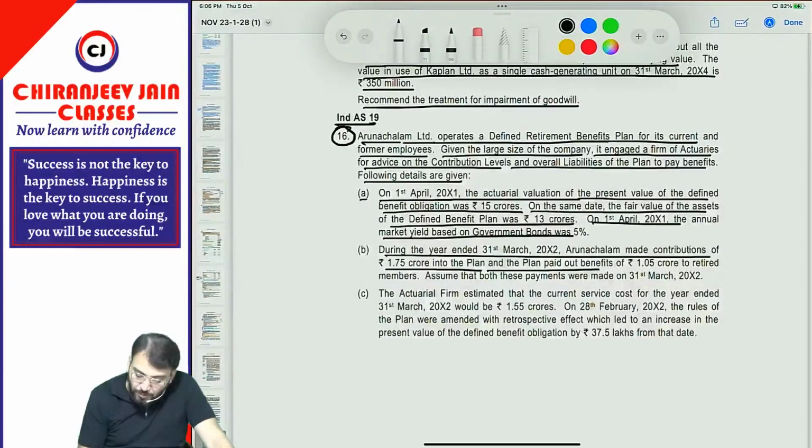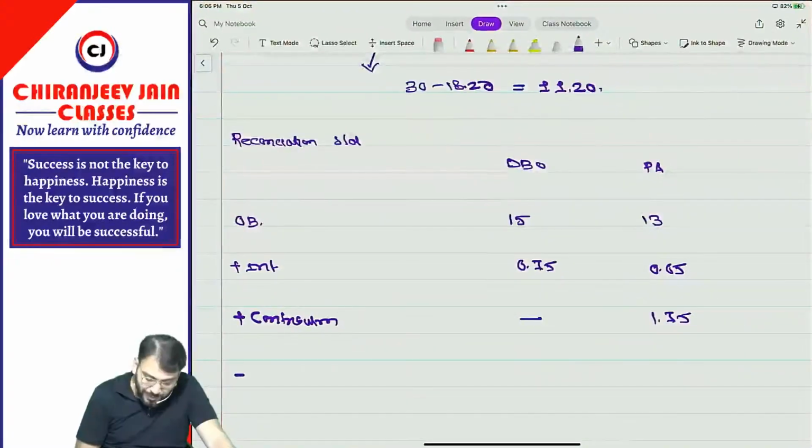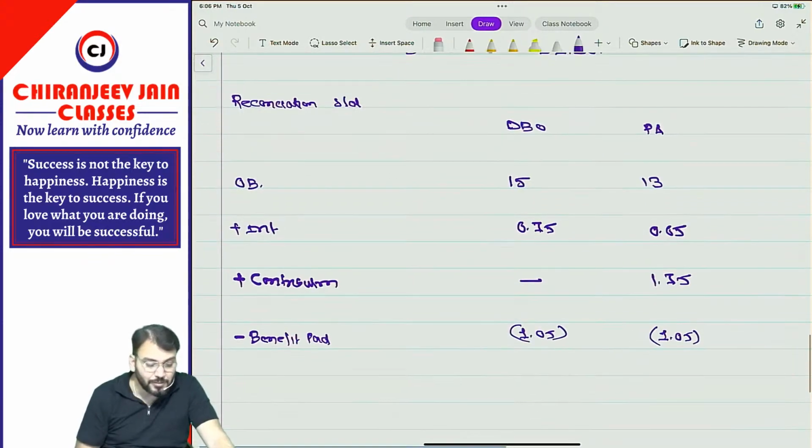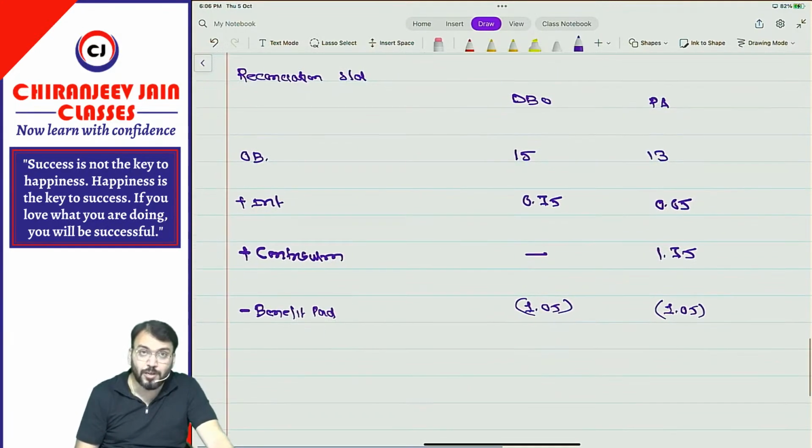Then what is given? The plan paid out benefit of 1.05 crore to the retired member. So we'll do minus benefit paid. Can I say this will be reduced from both DBO and plan asset, because the amount will be withdrawn from plan asset and will be paid to the employee. This will also reduce your defined benefit liability by 1.05 crore.